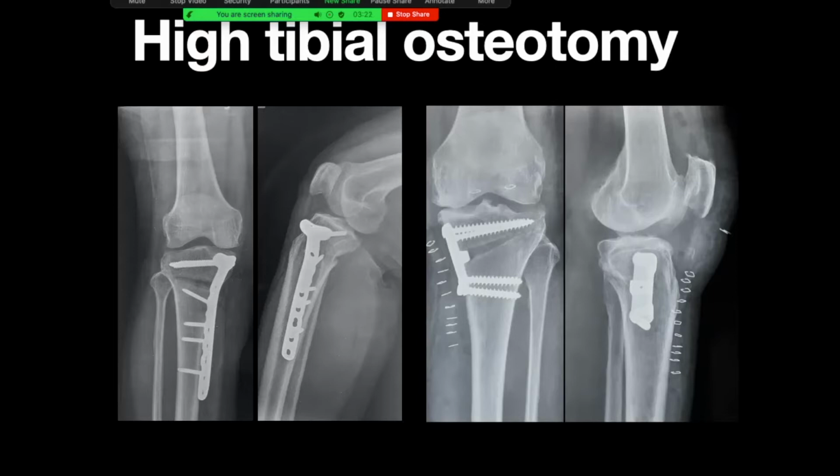Osteotomy is not a new technique or new art. It is a relatively older technique, and it was very popular back then. But because of the popularity of total knee replacement, high tibial osteotomy fell into disrepute. But because of the development of various alignment principles by Dror Paley and others, high tibial osteotomy has come back with a bang, I must say.